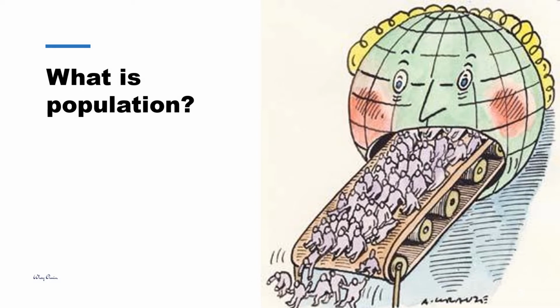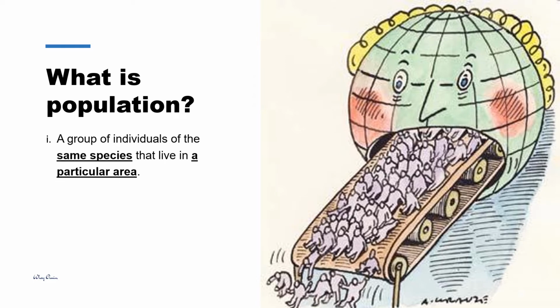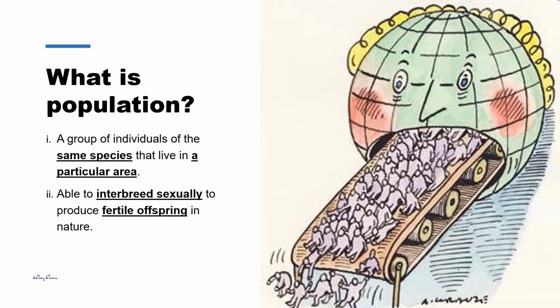To understand the topic population genetics better, we need to understand the definition of population. Population refers to a group of individuals of the same species that live in a particular area. And this group of individuals are able to interbreed sexually to produce fertile offspring in nature.